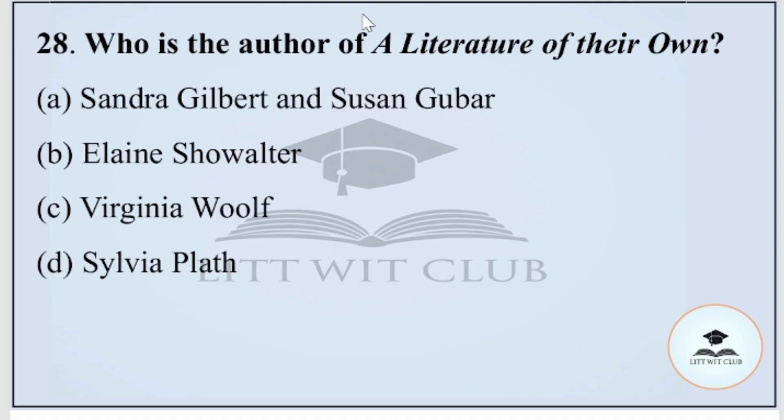Question number 28. Who is the author of A Literature of Their Own? Options are Sandra Gilbert and Susan Gubar, Elaine Showalter, Virginia Woolf, or Sylvia Plath. And the correct option is Elaine Showalter.